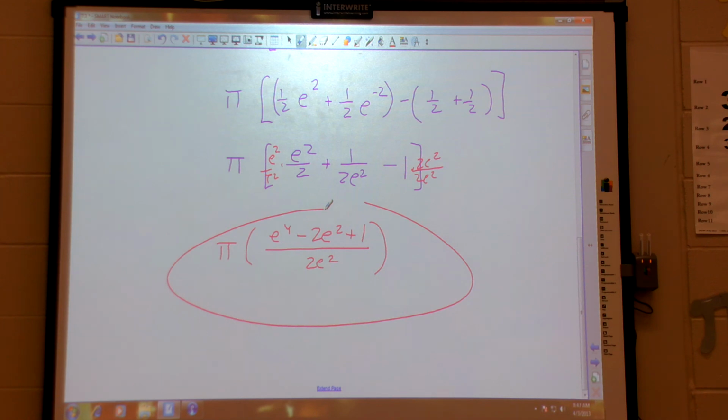Looks pretty to me. They're not all going to work out to be nice things. And of course we could get a decimal approximation for this as well. But if you can give exact, give exact.